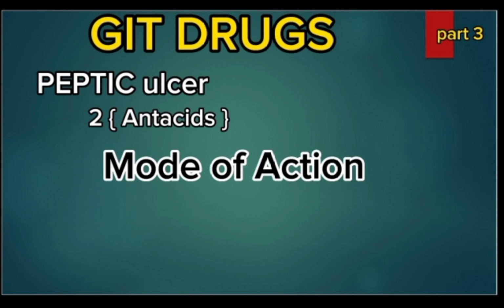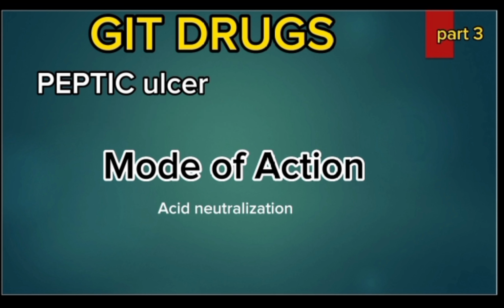The mode of action of these drugs is only to neutralize the acidic level of the stomach. They do not have any inhibitory function on the cells to decrease the HCl level, but only neutralize the acidic content of the stomach. Another effect is that they also slightly inhibit the secretion of pepsin.